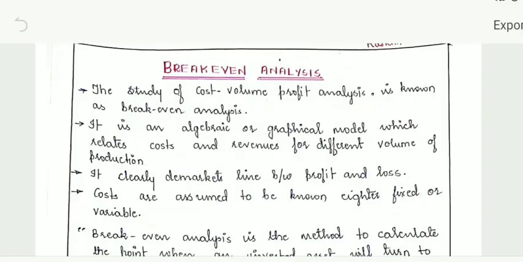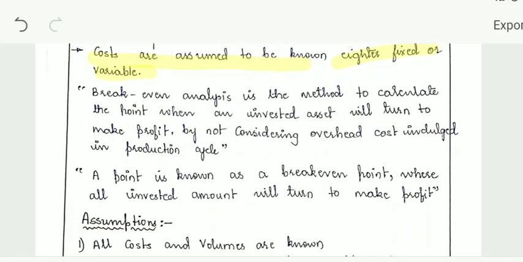The study of cost volume profit analysis is known as break-even analysis. This is an algebraic or graphical model which relates the cost and revenue for different volumes of production, and it clearly demarcates the line between profit and loss. Costs are always assumed to be known, either fixed or variable. To understand this better with a regular day-to-day example, first we'll see the definition and then I'll explain it with one basic example.